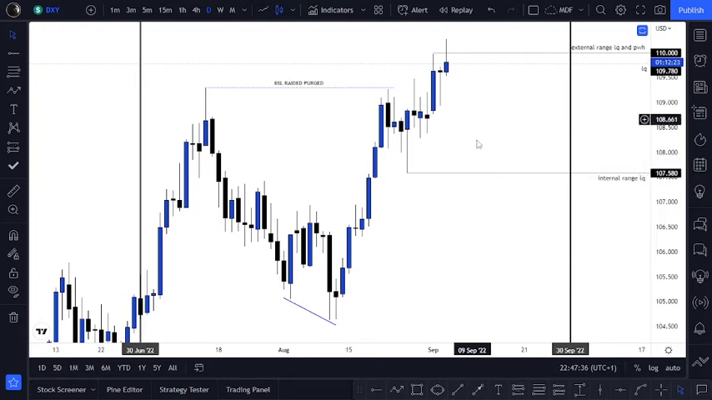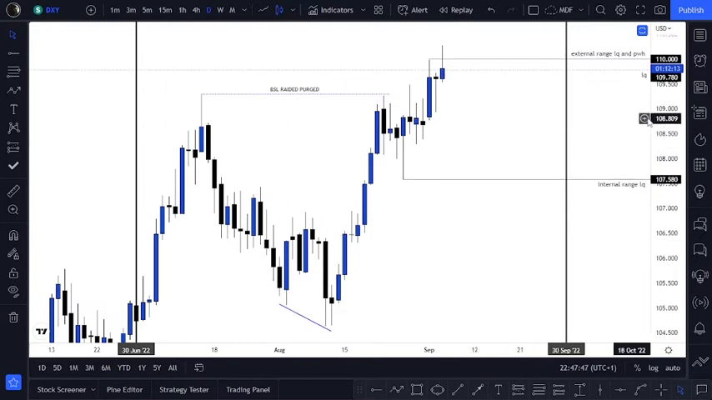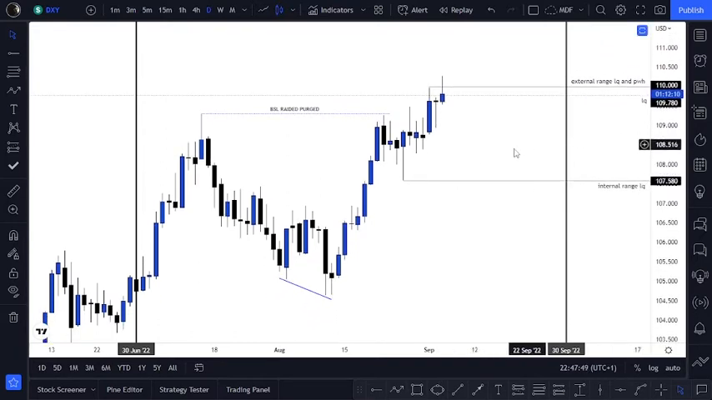So now if this liquidity, internal range liquidity, I mean, if this liquidity can be taken before the 21st of this September, I will be expecting market to go higher by end of September. So basically for me tomorrow, I want to see dollar index pushing lower.